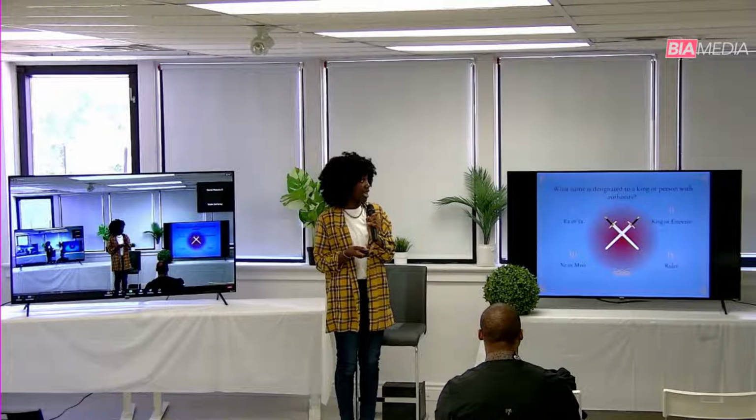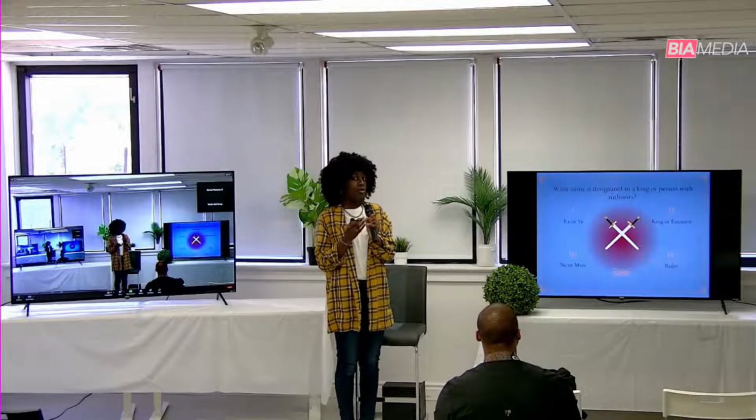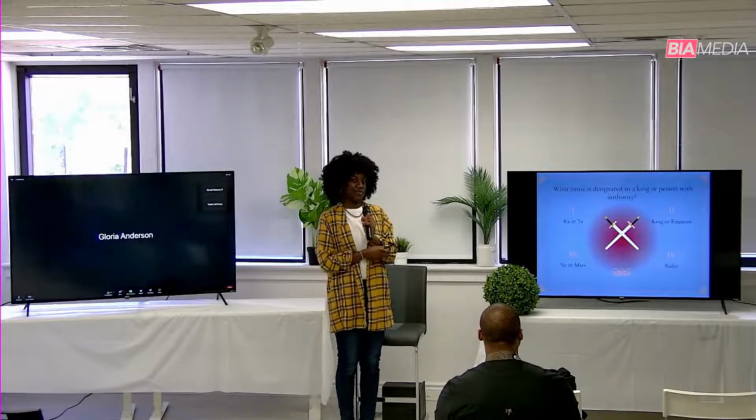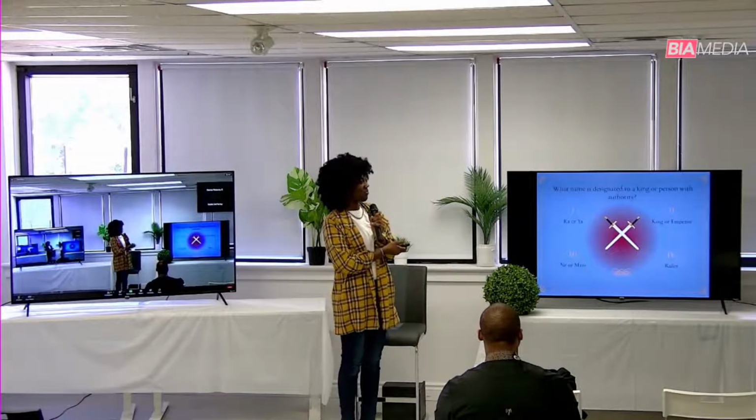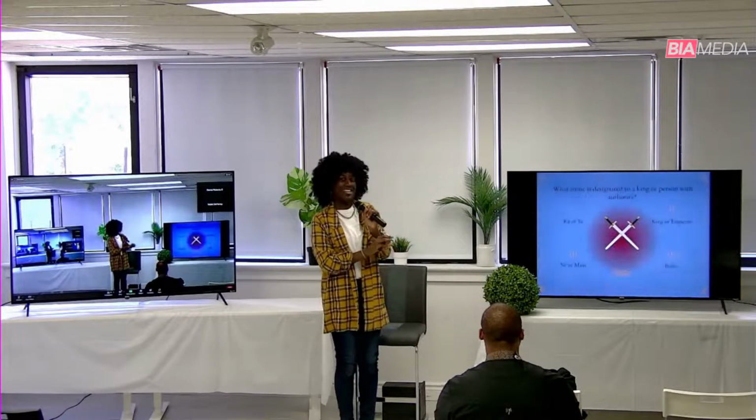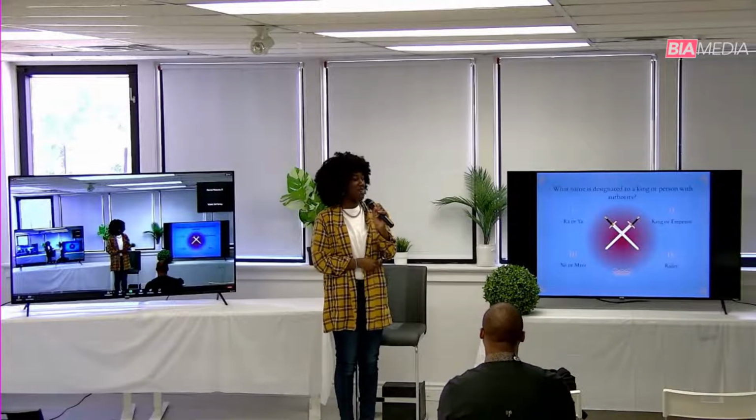And what name was designated to a king or person of authority? Was it Ra or Ya, king or emperor, Ne or Mani, or just ruler? Money, or many. Exactly, so it's Ne or Mani. And yeah, that actually concludes my little presentation.